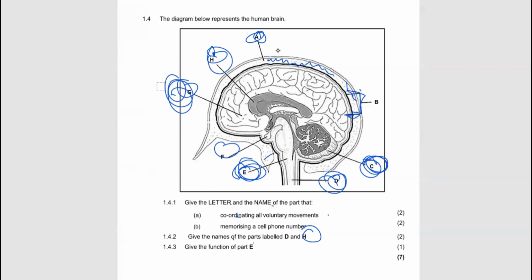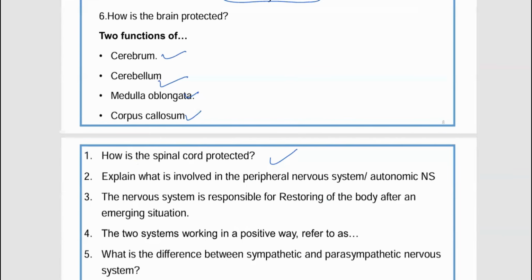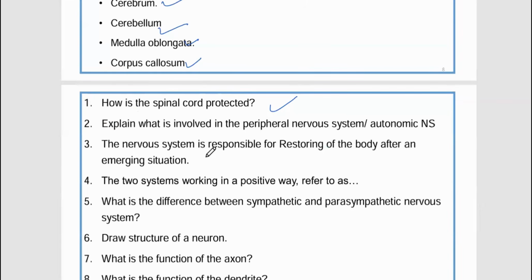How is this brain protected? By cranium, meninges, and the cerebrospinal fluid, the fluid which is inside, protecting it. So at least you must also know how to highlight that.